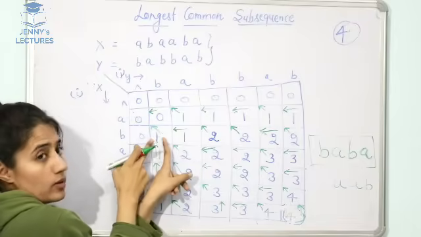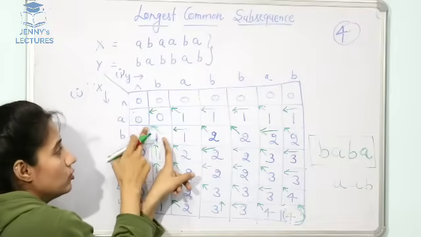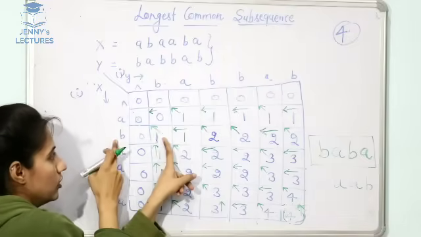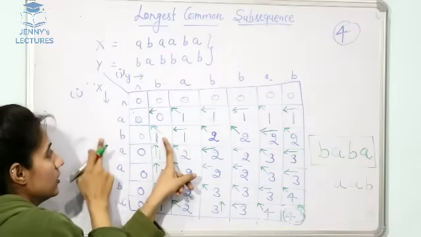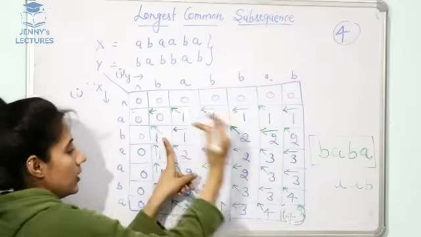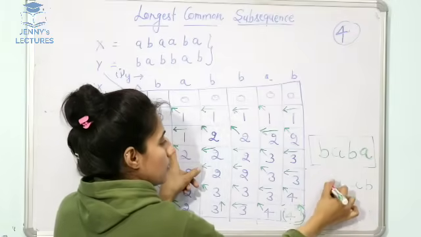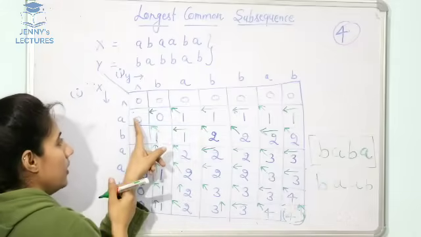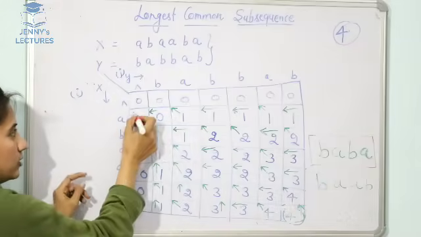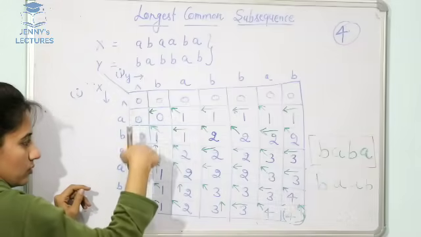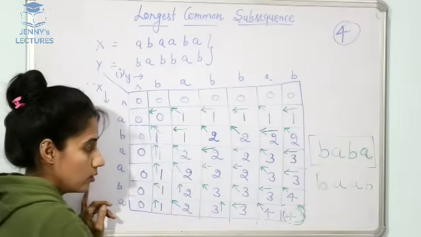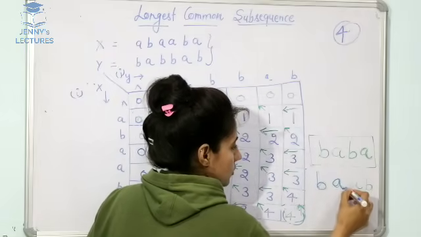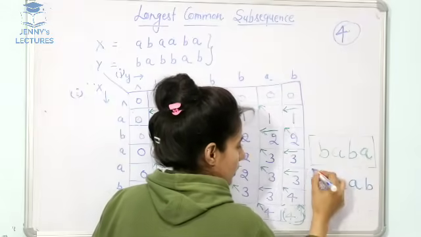We are at 1 here only. Now here also the arrow goes diagonally upward. Now check out the character B, and corresponding to this, what is the string in X? B, and Y may be here B, then you will write here B. Okay, now we have reached this place, and there is no arrow because we have reached the first row and column. So this is also another longest common subsequence, B A A B.